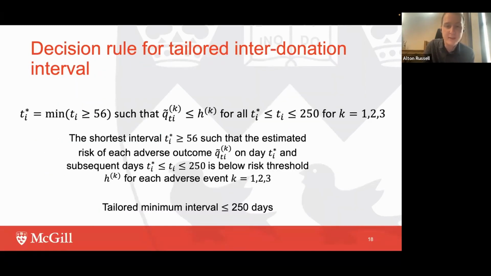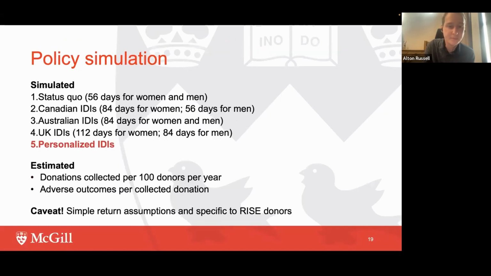And that's why we defined this decision rule, where we had to focus on the subsequent days to make sure the risk doesn't increase above our threshold in the future. And then to simulate what this policy would look like, we chose 3 different other countries that have similar blood collection systems, but a longer interval.